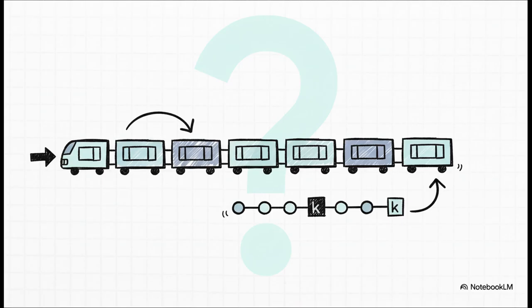So here's the puzzle. You've got this list of items, and you need to take the first few, let's call that number K, and just move them to the end. But here's the catch. Think of it like a train. You need to move the first few cars to the very back, but the train can only go forward. How in the world do you do that?